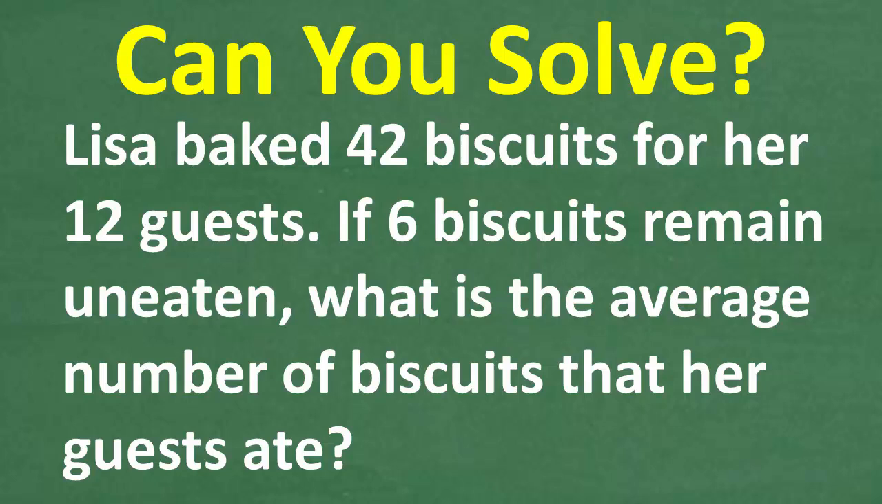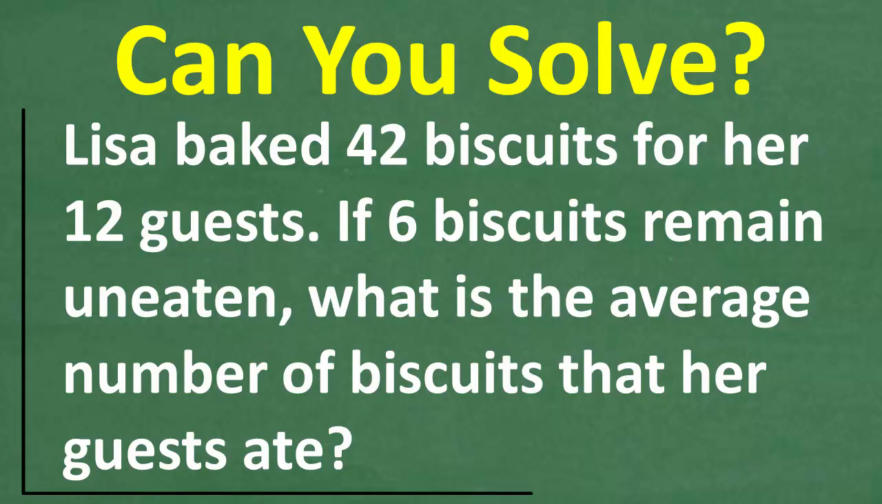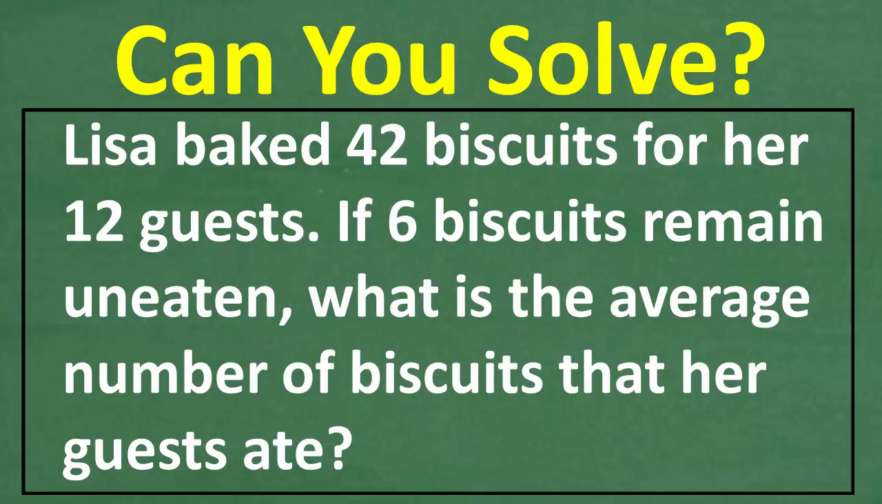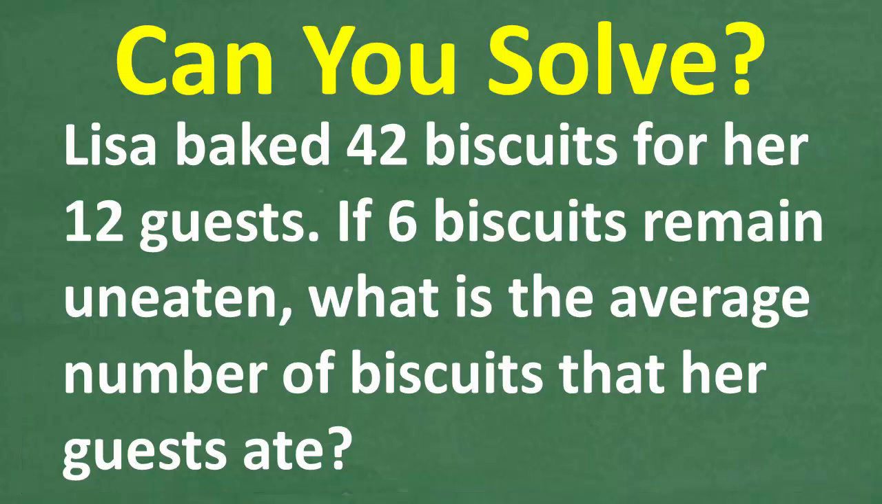Get ready to put your math skills to work to solve this interesting little math word problem. Matter of fact, let me go ahead and read the problem. It is as follows. Lisa baked 42 biscuits for her 12 guests. If 6 biscuits remain uneaten, what is the average number of biscuits that her guests ate? Okay, so this is the problem. Feel free to use a calculator, but if you can figure this out, we'll go ahead and put your answer into the comment section. Then, of course, we'll solve this problem step by step.